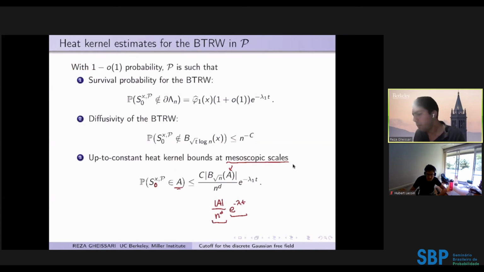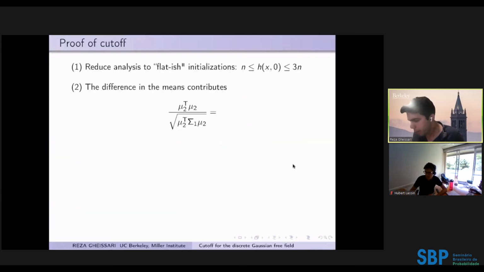Now in dimension 2, the Green's function doesn't oscillate so much on such mesoscopic scales. So we don't need a more refined estimate, because the smoothness of the Green's function allows you to only care about local averages, or mesoscopic averages, rather than single point kernel bounds.